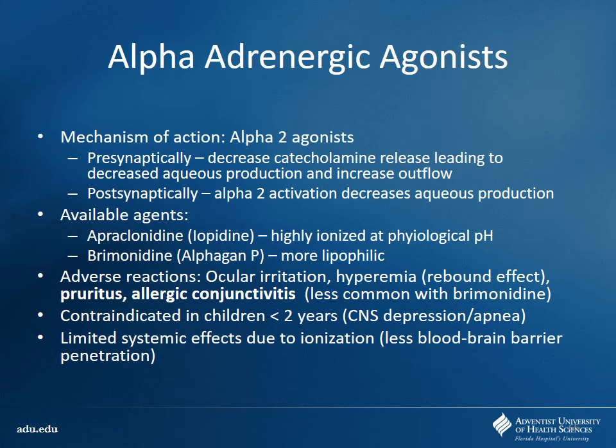When you do have rapid removal of it, you can see that hyperemia, very similar to what we saw with the other vasoconstrictors, and you can see some allergic conjunctivitis with this, even though it's a little less common than with brimonidine. These are going to be contraindicated in kids less than 2 years of age because of those effects we saw in the brain, causing decreased catecholamine outflow, so you worry about CNS depression and apnea, right?